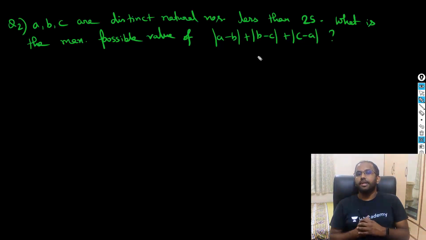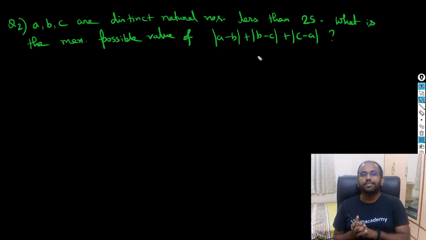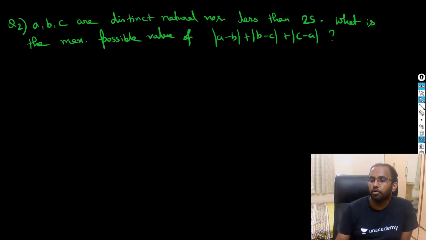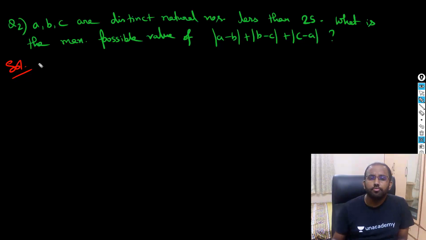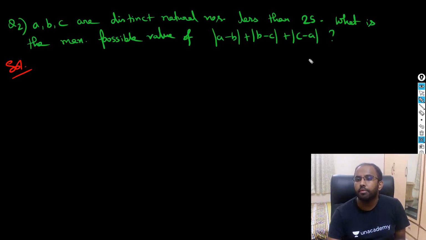So A, B, C are distinct natural numbers less than 25. What is the maximum possible value of mod of A minus B plus mod of B minus C plus mod of C minus A here? Fine. Let's solve it, guys. Look, if you understand this question, we know the basic meaning of mod, right? What do you mean by mod of x minus k?